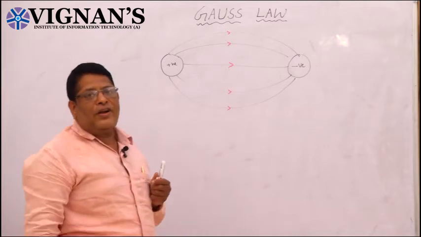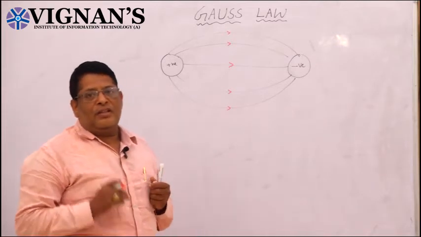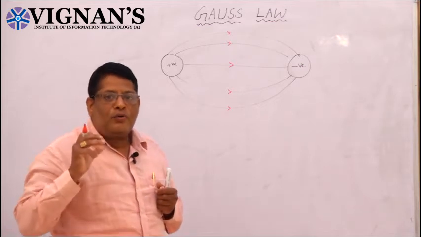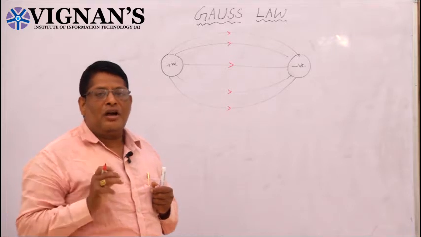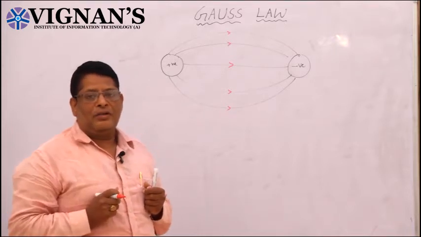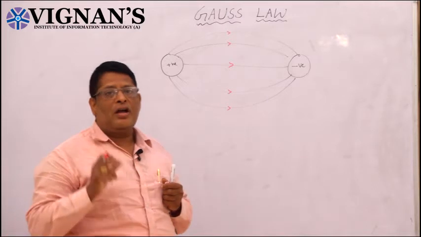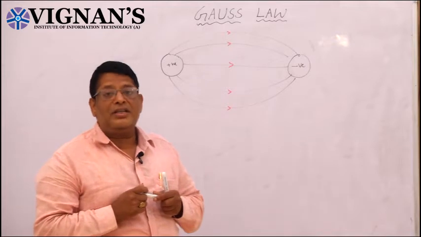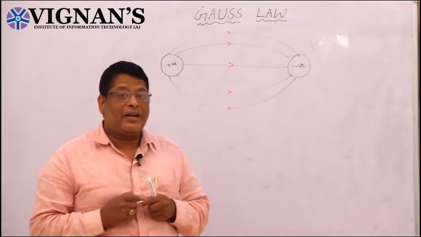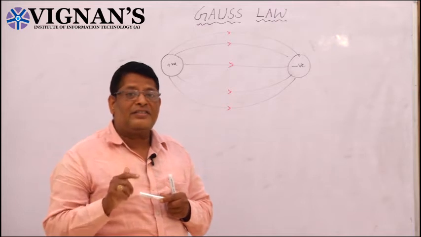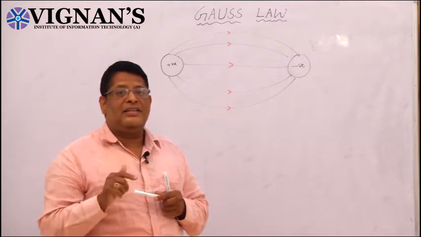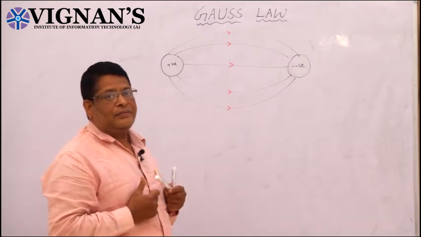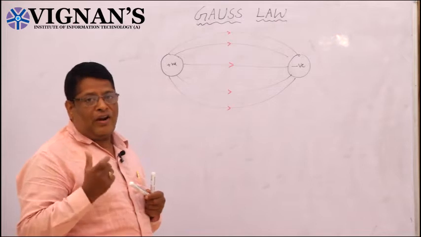Now, how are we going to define the flux density? The flux density is the amount of flux that passes through the unit surface area. It is a vector quantity. The direction of the flux density is the same as the direction of the flux lines leaving from the surface. Now we are going to find out the flux density.